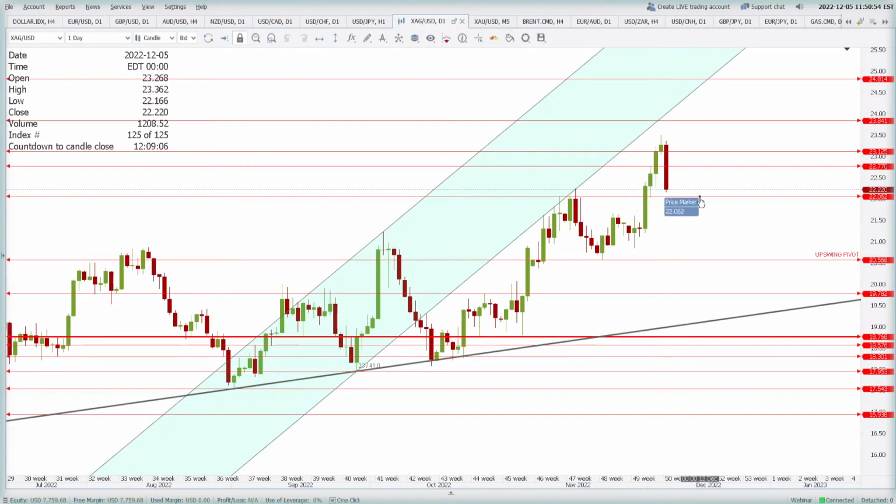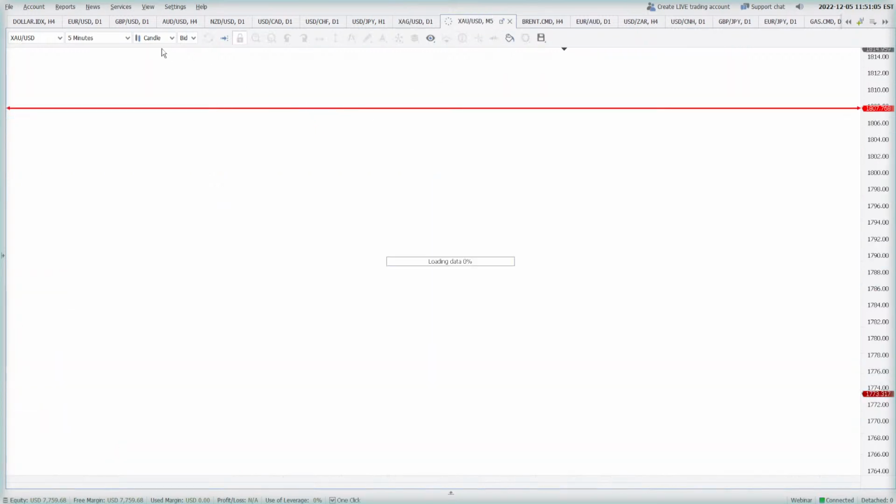Okay. So where is the support? 22.06 is the immediate support, and 22.77 is the immediate resistance in this market. Let's talk about gold.